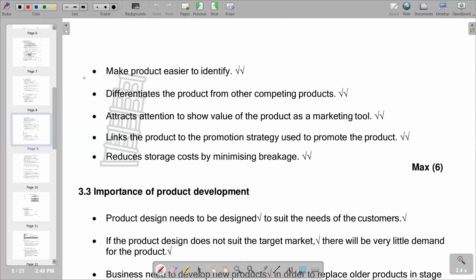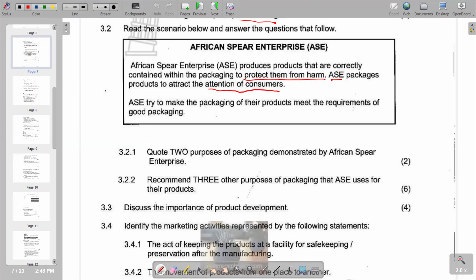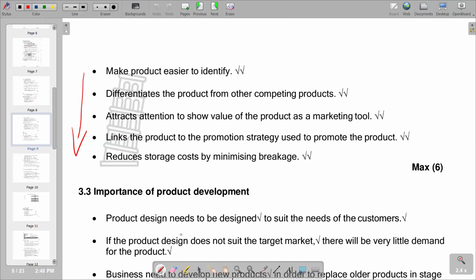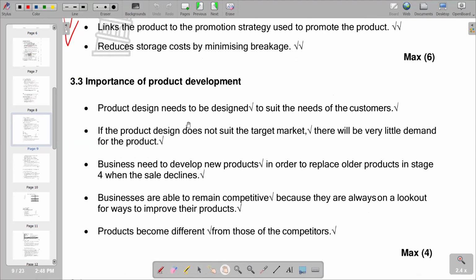So I'll see that these are some of the purposes that we can also include. So going to our next question, it reads, discuss the importance of product development. So we're going to see that these are the importance of product development that we have. The first one reads, product design needs to be designed to suit the needs of the customers. Obviously, this importance is that the needs of the customers are fulfilled. So that's what we have as an importance.